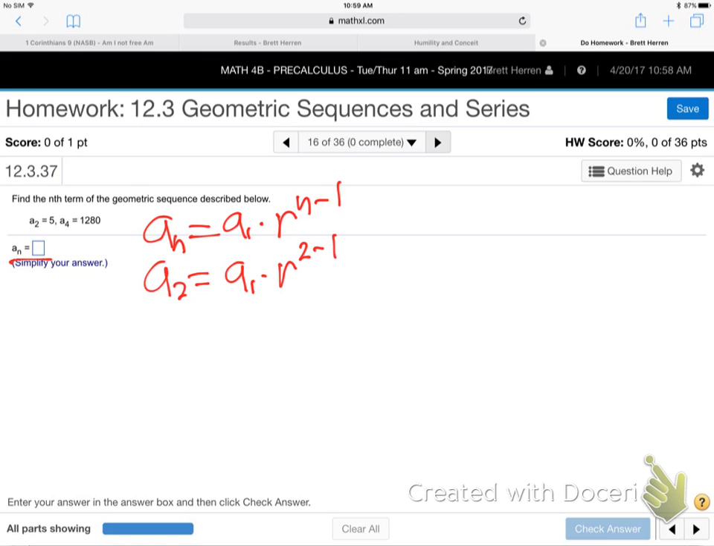So first off, I can just plug in the 2, kind of like we did last time, right? And that's equal to 5. Good so far? I just plugged in the 2, because a sub 2 is 5. Then I could plug in the 4, and that's equal to 1280.